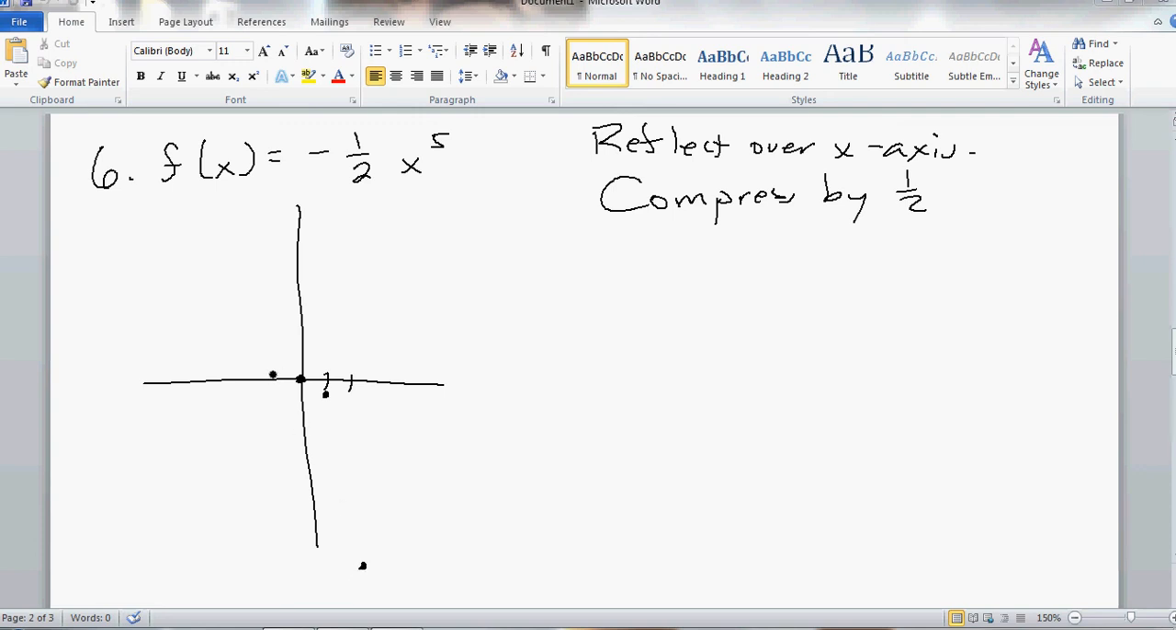Now likewise, negative 1 is normally negative 1, but reflecting goes to positive 1. Compress by 1/2. Negative 2 is normally negative 32. Reflect over the x-axis becomes positive 32, and compressed by 1/2, it becomes 16. And so we get this general shape that looks like this, and we will continue on the next video.